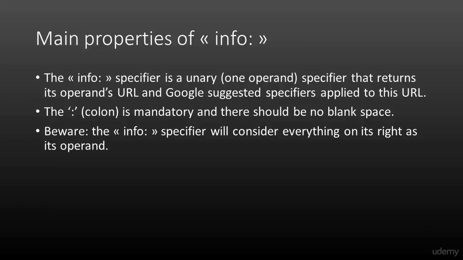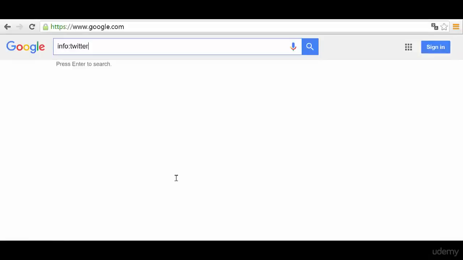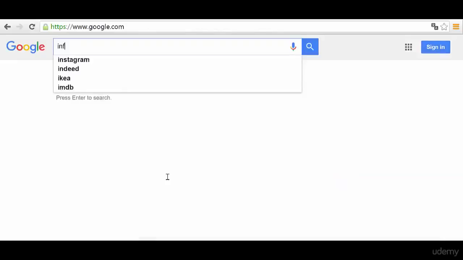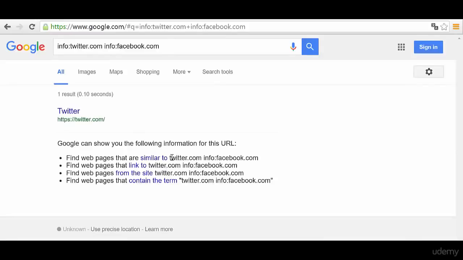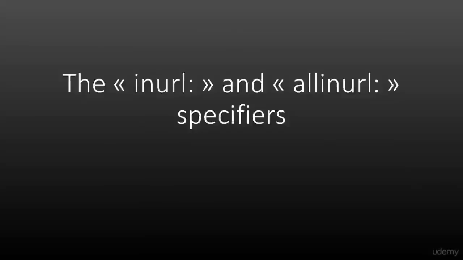Beware, the info specifier will consider everything on its right as its operand. Because you already know how to use all the suggested specifiers, you may directly use them on the URL instead of using info.